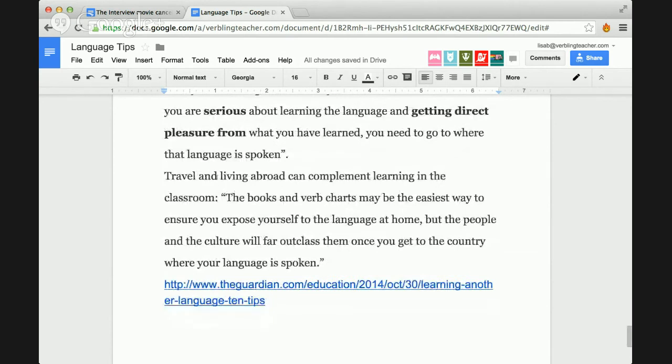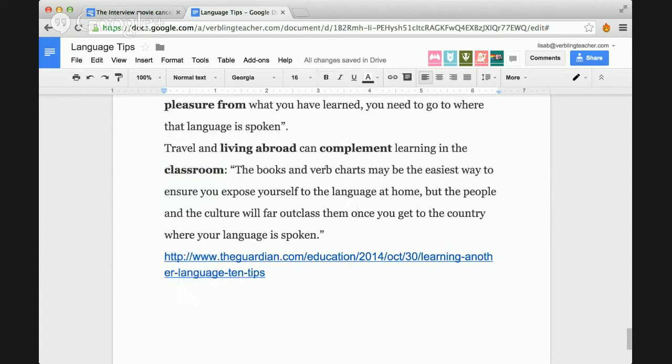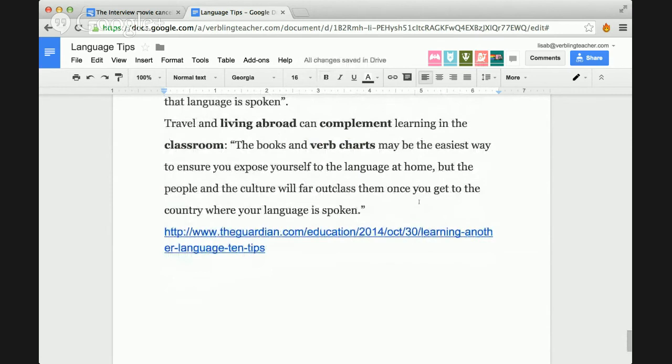So travel and living abroad, so living in another country, can complement. So if something complements something, it goes along together. So it can be a nice addition to what you've been learning, either in the classroom or, I would say, on your own, because a lot of people learn languages by themselves these days on the internet and stuff. And so the quote here is that books and verb charts, so learning how to conjugate verbs and things, is the easiest way to ensure you expose yourself to. So to ensure means to make sure. To expose yourself to something means to experience.